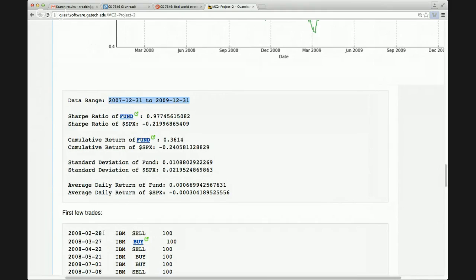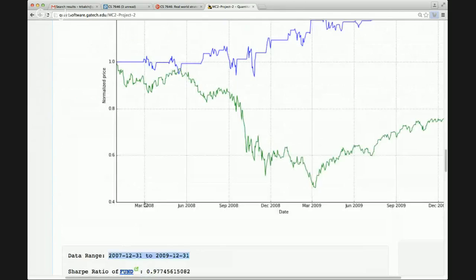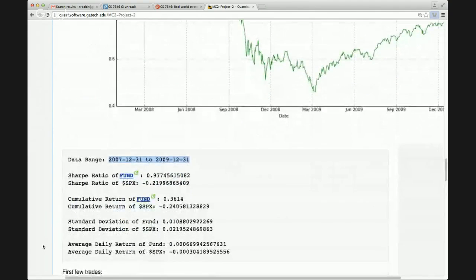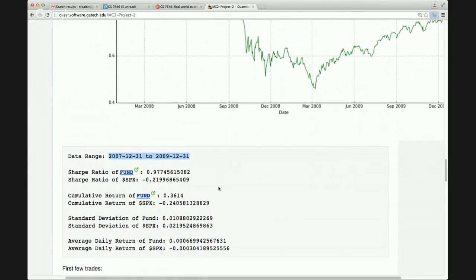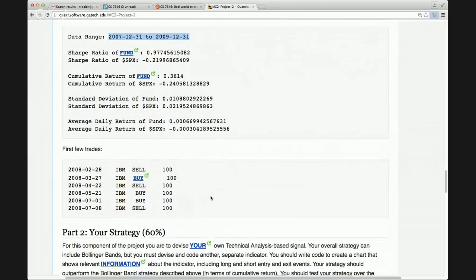Oh, I'm sorry, the first trade is in February, not April. I got my months screwed up here. So let's go back up and look at that. Here's the beginning of March 2008. Here's the first trade, so it's in February, end of February. Anyways, your dates here will be starting sometime February 2008 and going on until 2009. Here are the first few trades for your reference.